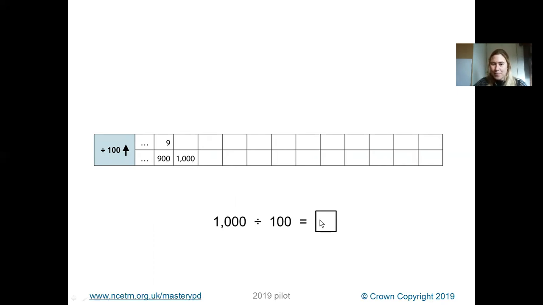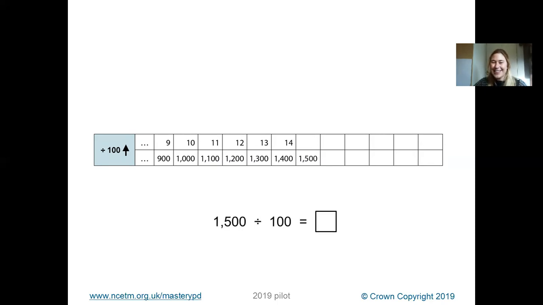Okay, so now you can say them with me. So 1,000 divided by 100 is 10. 1,100 divided by 100 is 11. 1,200 divided by 100 is 12. 1,300 divided by 100 is 13. 1,400 divided by 100 is 14.